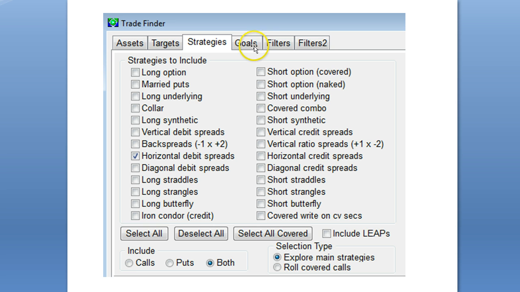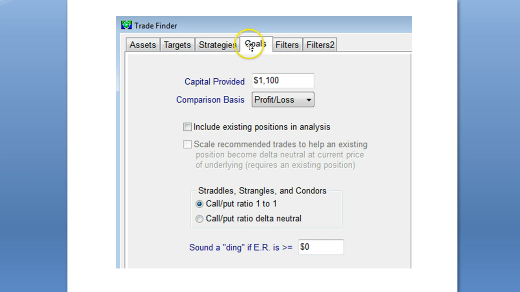Let's go to the next tab over labeled Goals, and in this case I'm just using $1,100. Calendars are not very expensive, so you can put in the amount you want, but again, make sure that you have some slippage and commissions being modeled here.